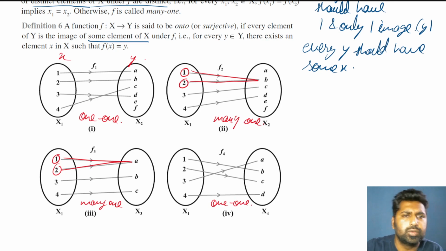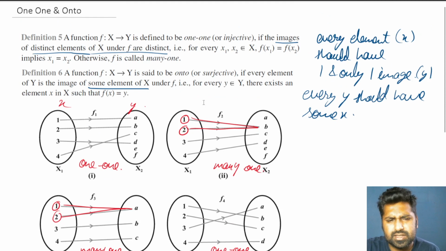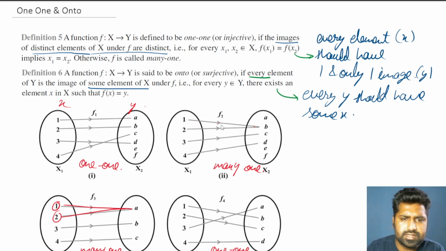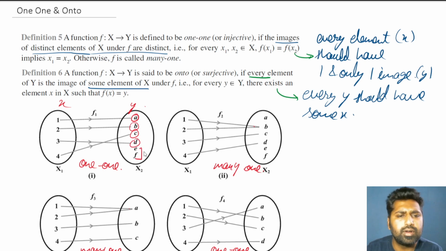Now let's check onto. Onto says every y should have some x, whether it is same or different, we don't care. But every y, that's the keyword, every y should have some x. So now we have to see in the reverse direction. This y has x, this y has x, this y also has x, but e and f, these two values of y have no values of x.